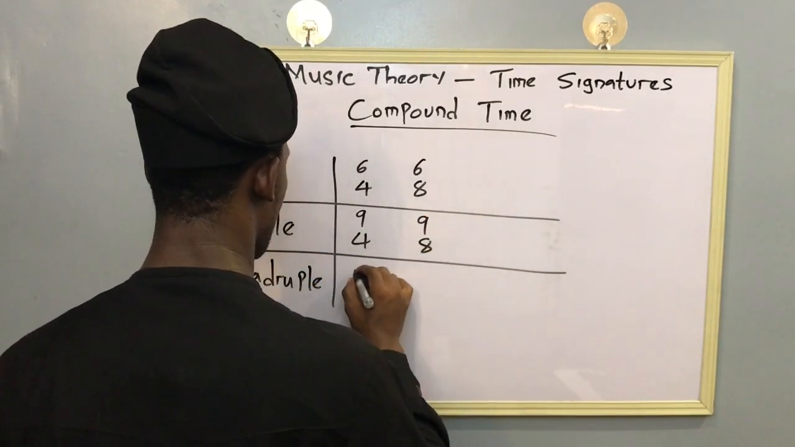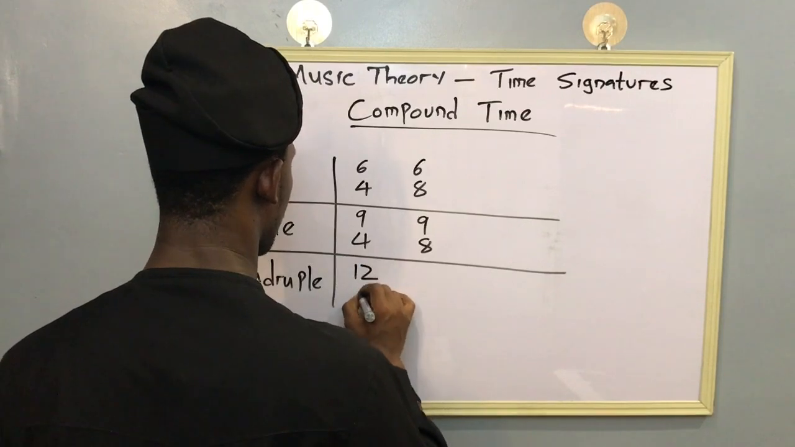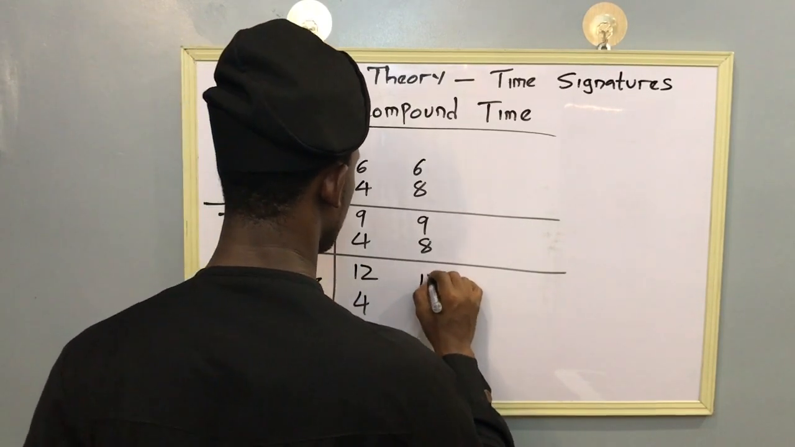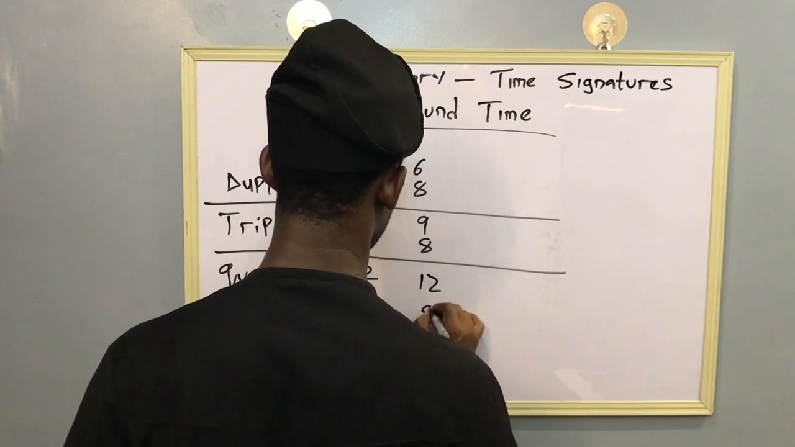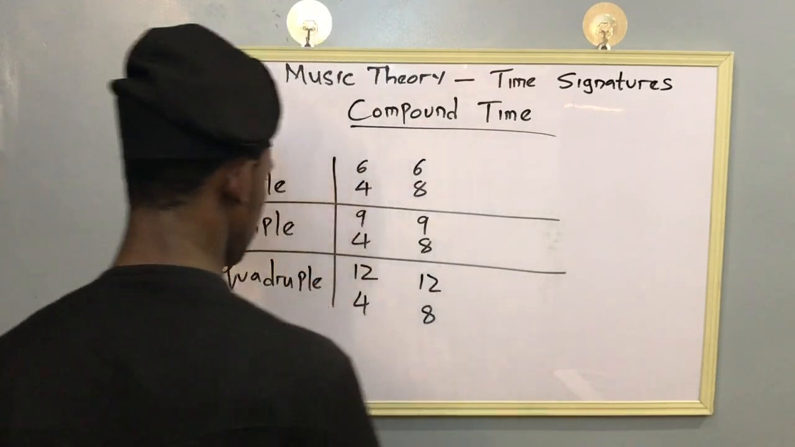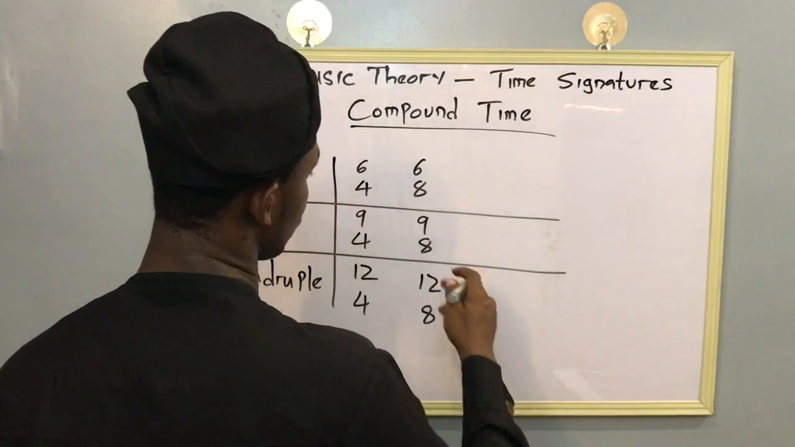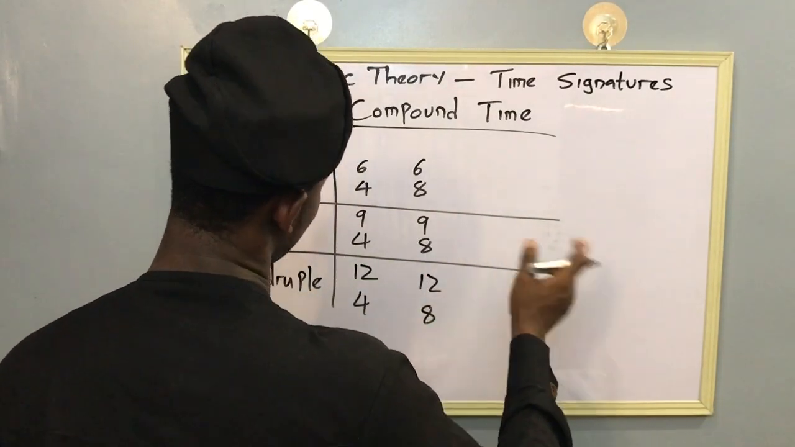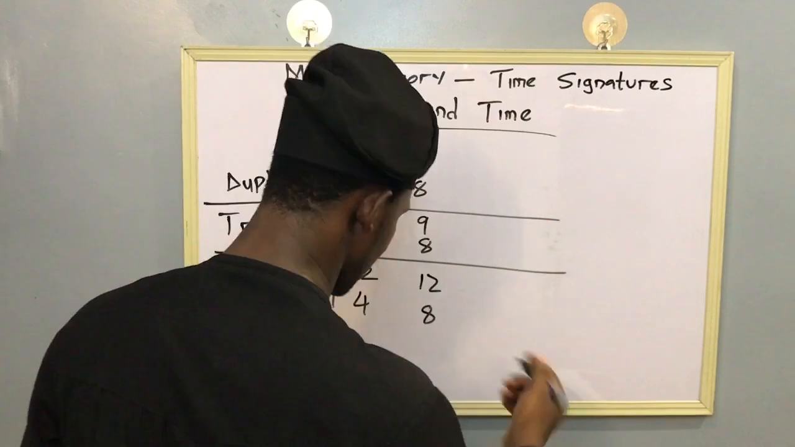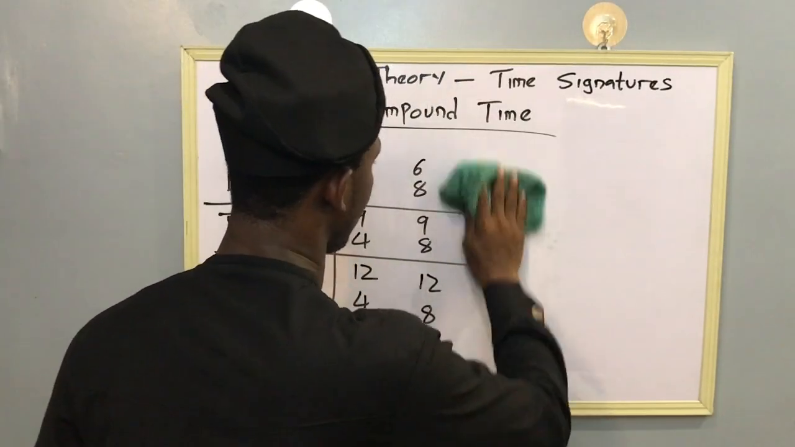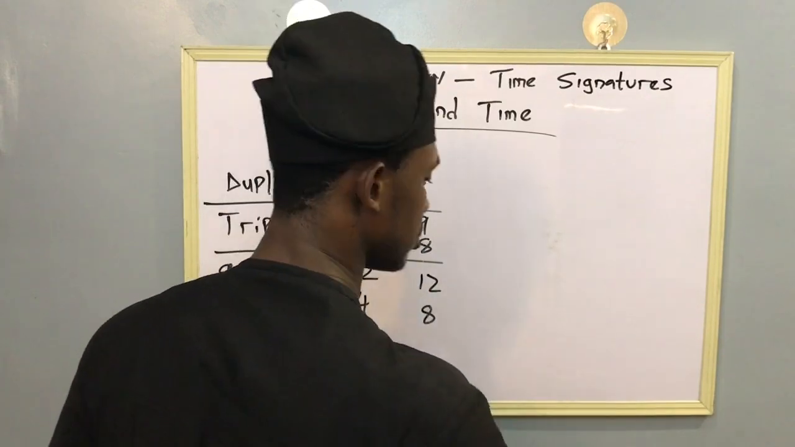Now in compound quadruple we have 12 4, we have 12 8. At times you can have 12 16, that's the 16th note. You can have 9 16, that is the 16th note. You can have 6 16, it depends, but for now we'll just stick to this.